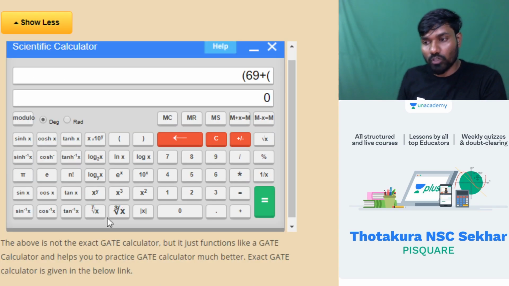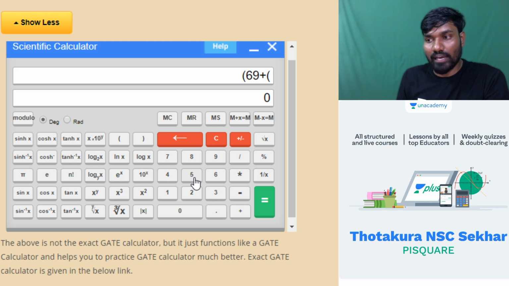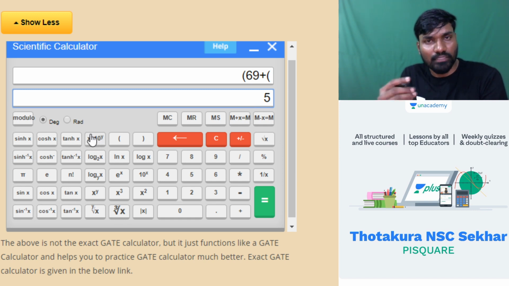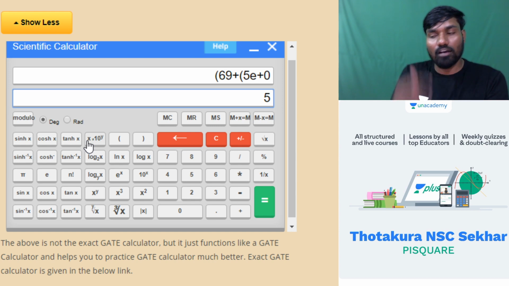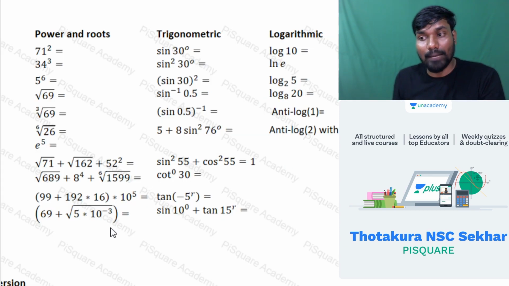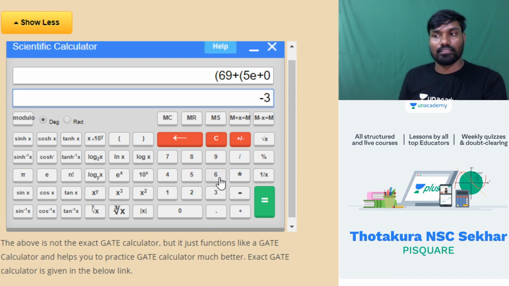First, for the root one here, x is there, so x first. So I should enter 5 into 10 power minus 3 first. So 5 into, if I hit this directly, what will happen? It will take this 5 as x into 10 power, and it will wait for that value. So I am hitting this. So 5 into 10 power, how much should I give? I should give minus 3. I'll hit 3, and change this to minus 3.